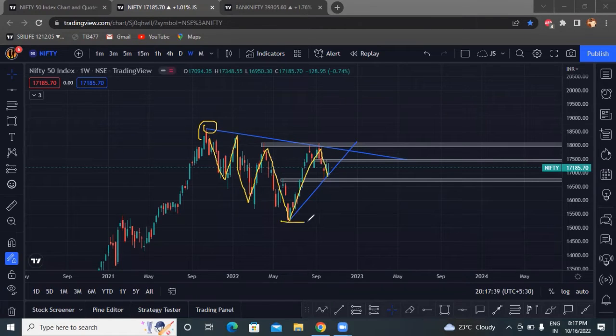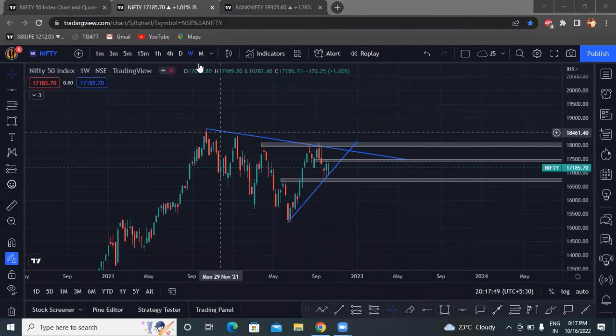Now we can expect the low can be tested, or we can expect that this high that is above 18,000 level can be tested in coming days. Now let's go into the deeper scenario to understand how this trade may act.